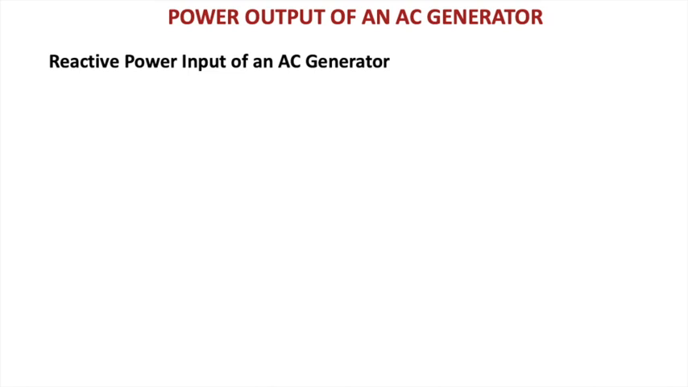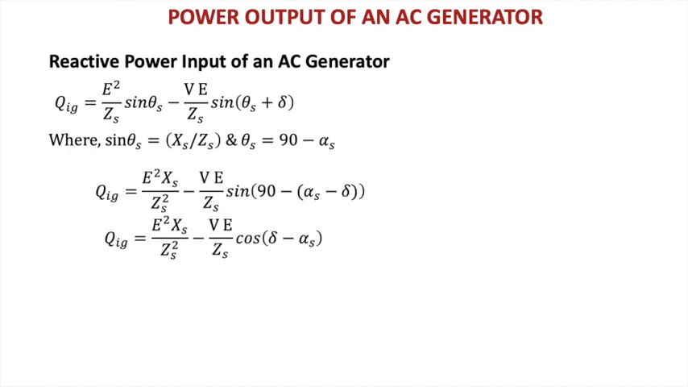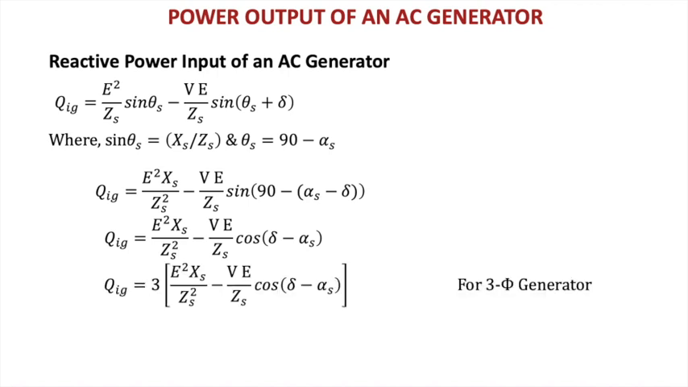Now for the reactive input power of the AC generator, we take the imaginary part of the total power, and again substitute theta s is equal to 90 minus alpha s. You will get the input reactive power as QIG is equal to E squared xs by Zs squared minus VE by Zs cos(delta minus alpha s).